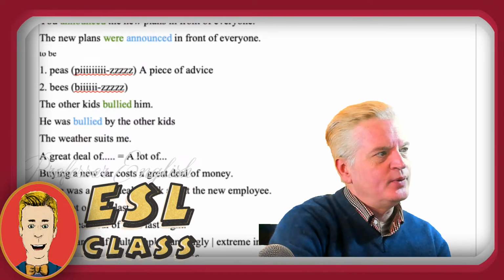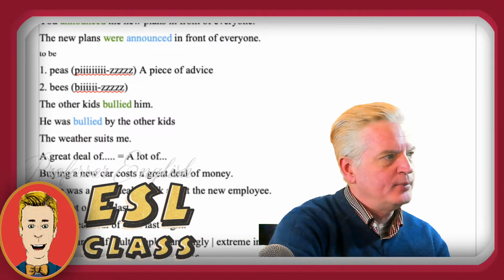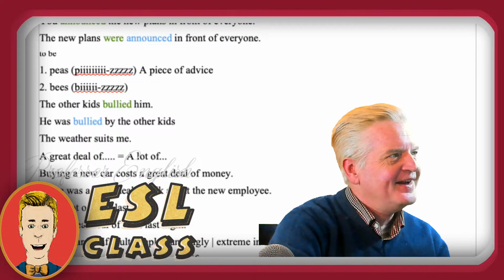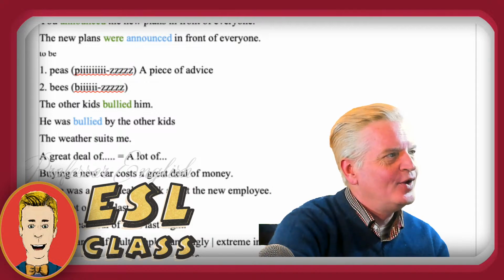Okay, then we started reading an article about Elon Musk. And it said that when he was a child, the other kids bullied him.